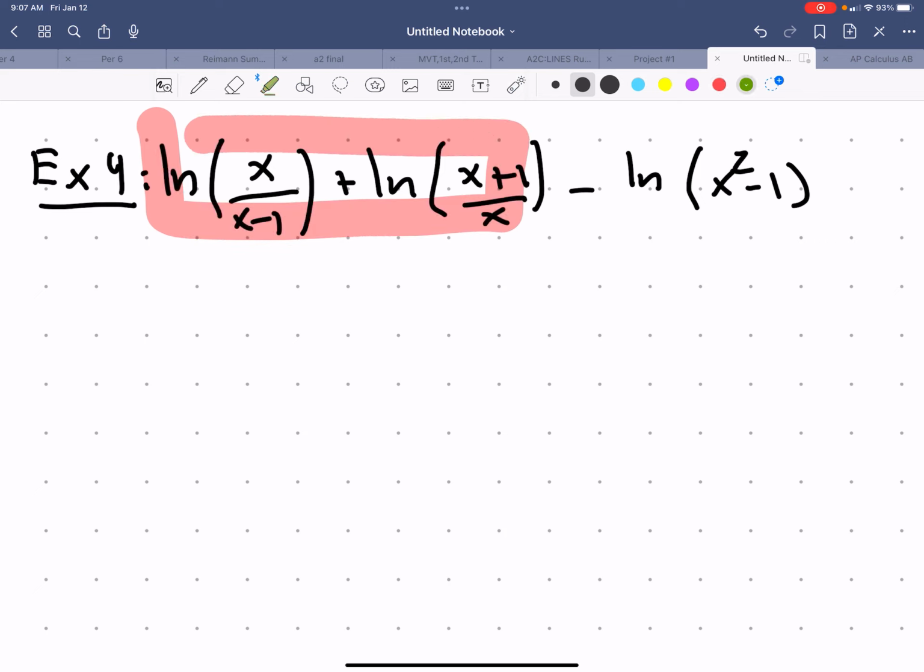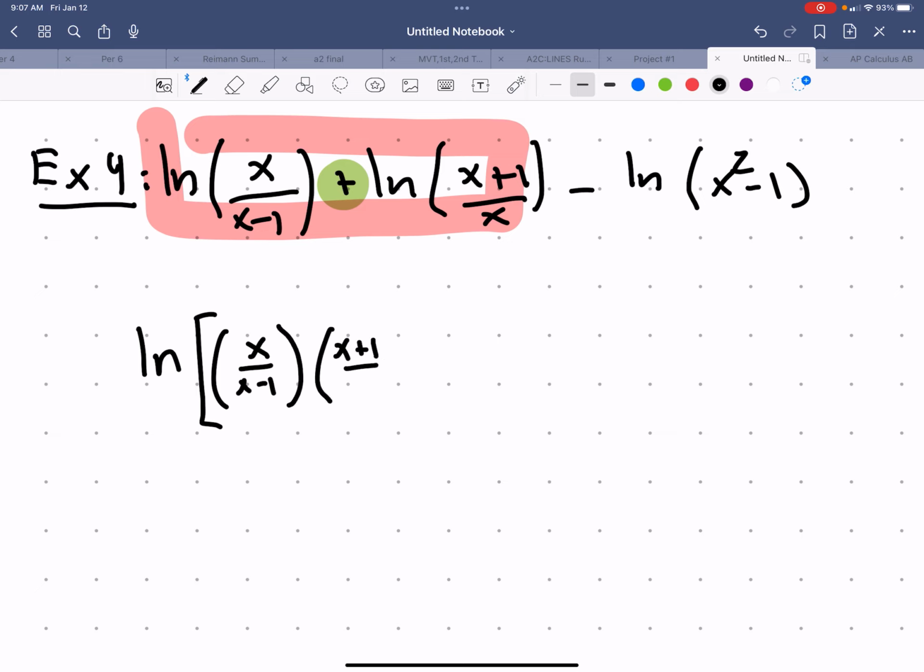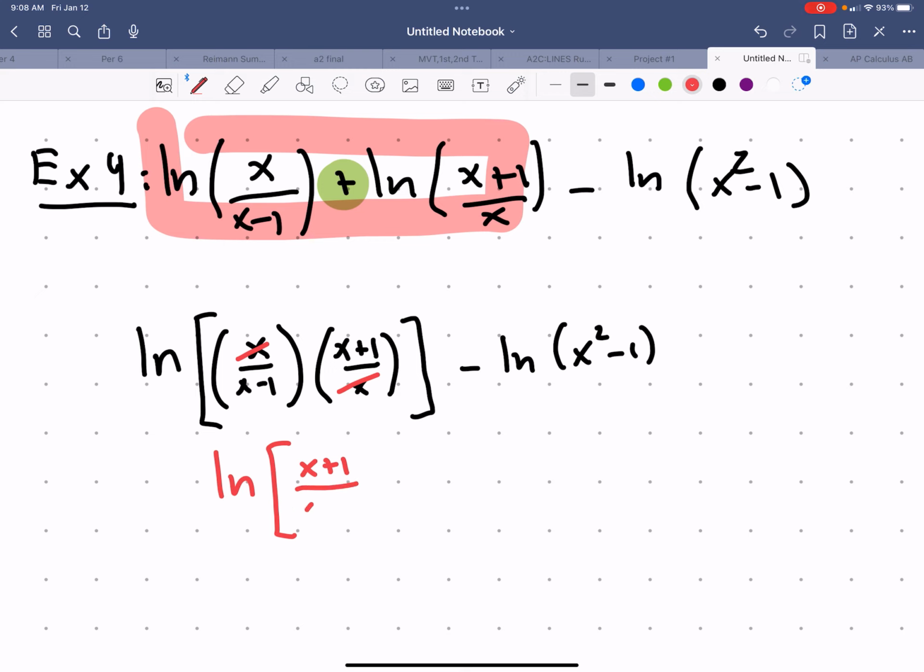All right, now what's in between these 2? A plus sign. So what does a plus sign mean? It means multiplication. Summation into multiplication. So you're going to put a big old bracket, and you're going to have x times x minus 1 times x plus 1 over x minus ln of x squared minus 1. Okay? And now we're going to simplify as much as possible before we continue. So we're going to have ln of x plus 1 over x minus 1 minus ln of x squared minus 1.